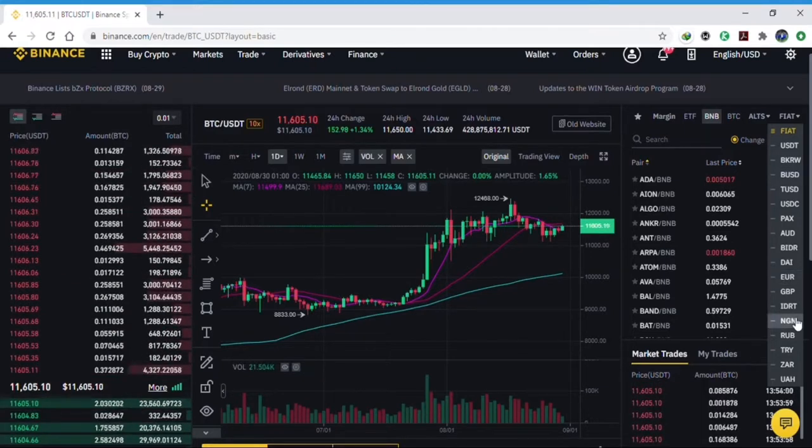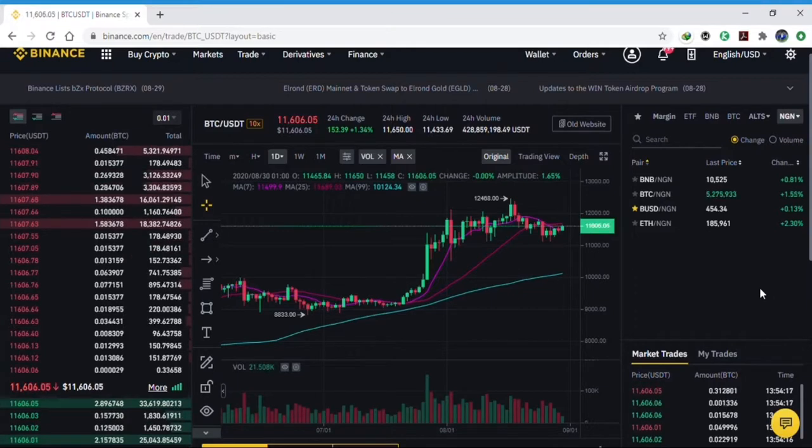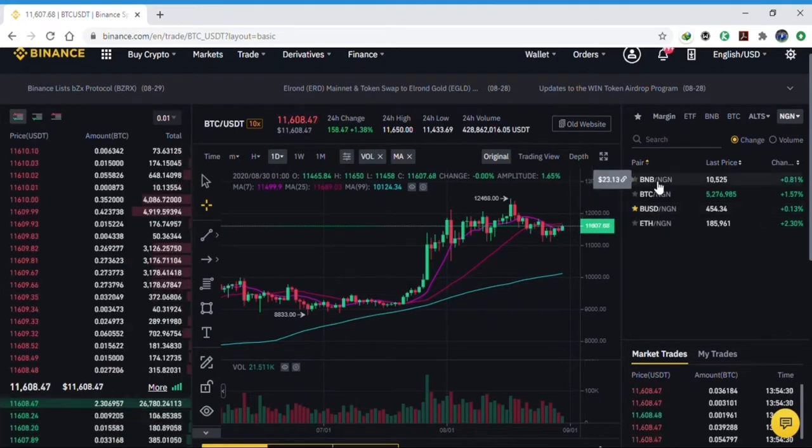You find basically every local currency of supported countries, like you can see the British pound and the Russian ruble. So we're heading for the Nigerian Naira. These are the supported pairs for the Nigerian Naira. You can literally trade straight from your Naira. You can get Bitcoin, Ethereum, BUSD, or BNB straight from your Naira without any conversion. With time, Binance will add more to these pairs, but this is what we have now, the major pairs.